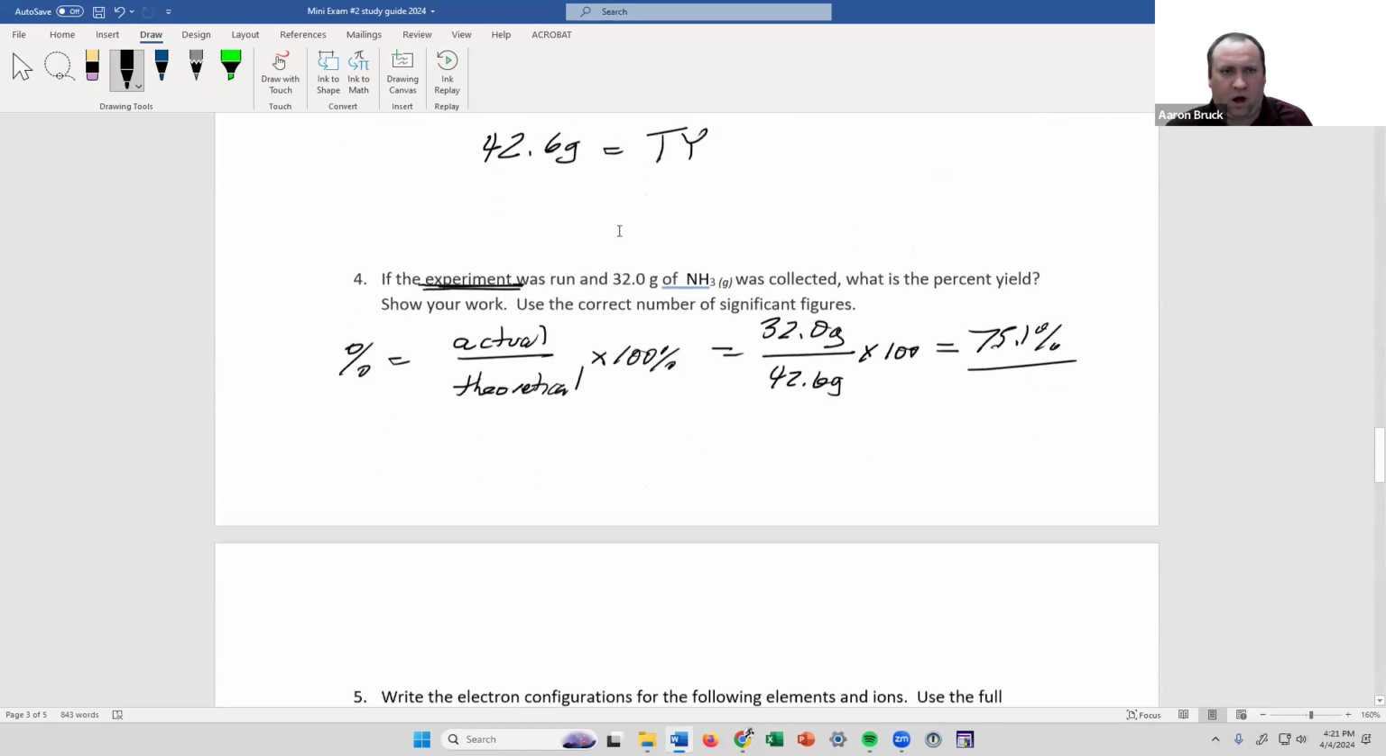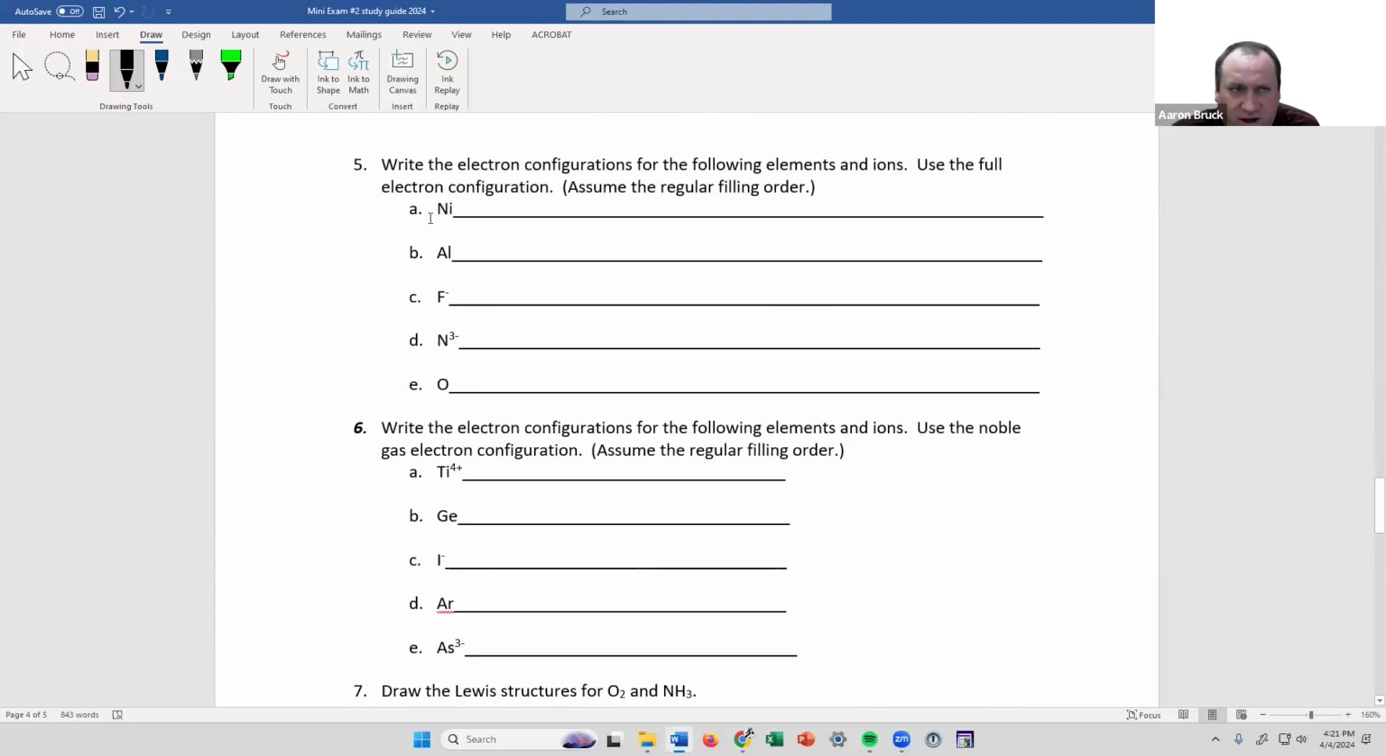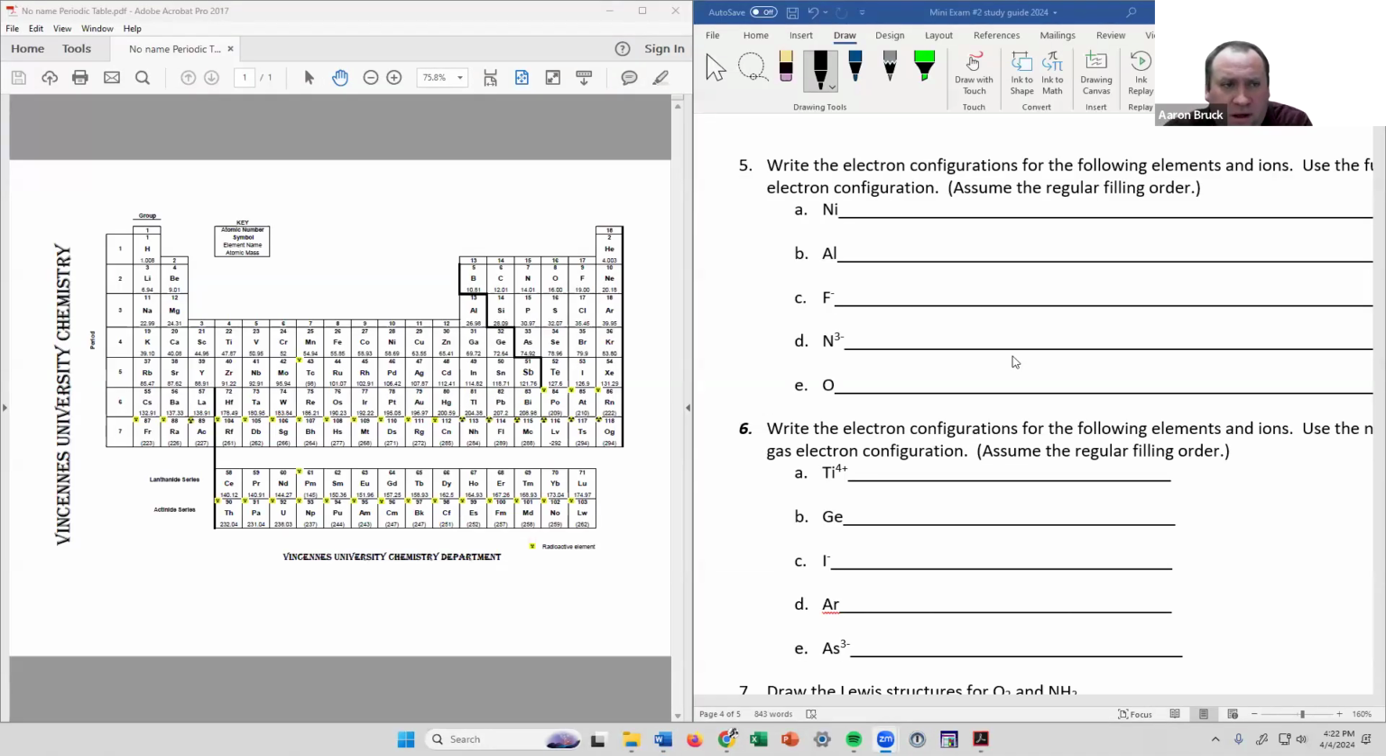Okay, we're on into chapter 9 now. Chapter 9 concerns itself with electron configurations. And for chapter 9, let me pull up here a periodic table because it's going to be hard to do this without one. All right, so here we have our periodic table. This is the same periodic table that you're going to get on the exam.